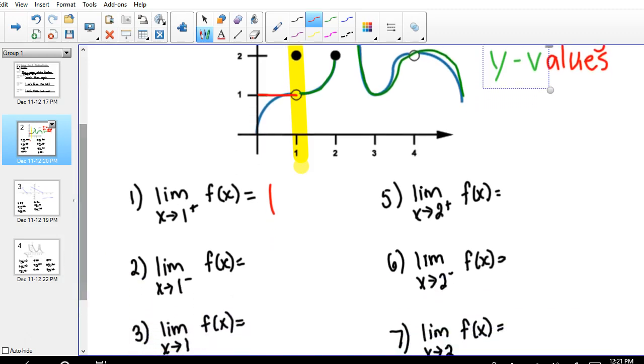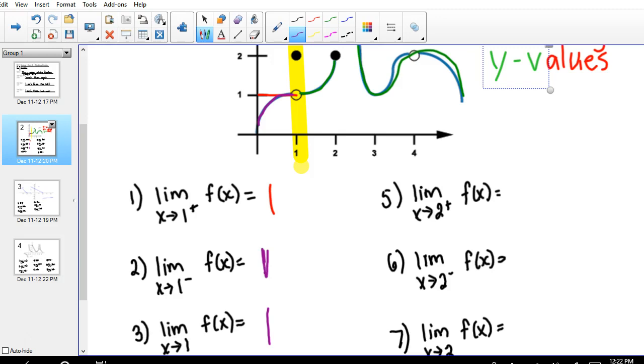Then I need the limit as x approaches 1 from the left. So I'm tracing my function from the left. I'm going to get closer and closer to 1. I don't actually get there. What's the y coordinate there? Same point, right? Still 1. So since the limit from the right and the limit from the left are both 1, the limit as x approaches 1 is also 1. Because those 2 points meet, that limit exists.